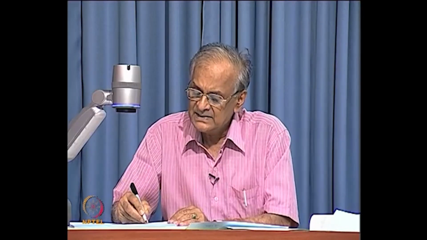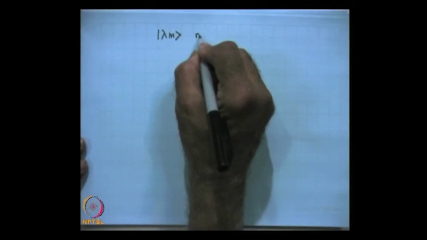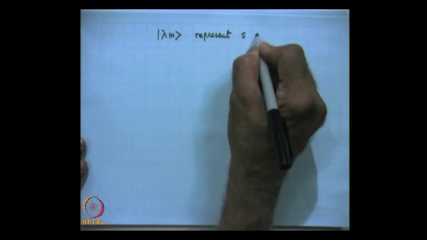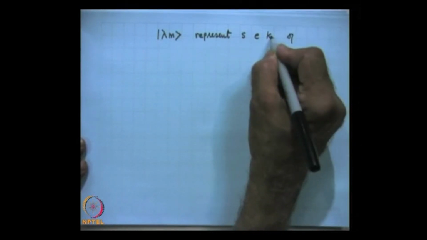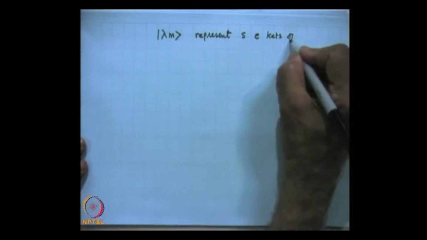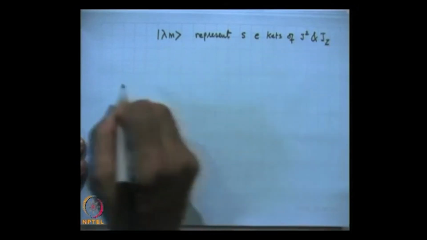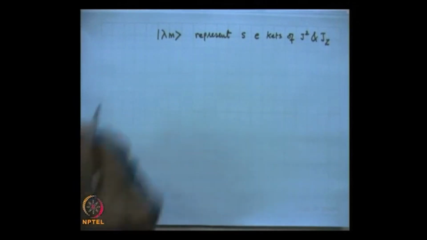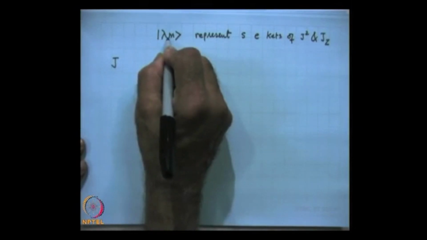Let me assume that ket lambda m represents simultaneous eigenkets of J square and J z belonging to the eigenvalues lambda and m respectively. So, what I am trying to say is that J square acting on lambda comma m gives lambda times lambda comma m.